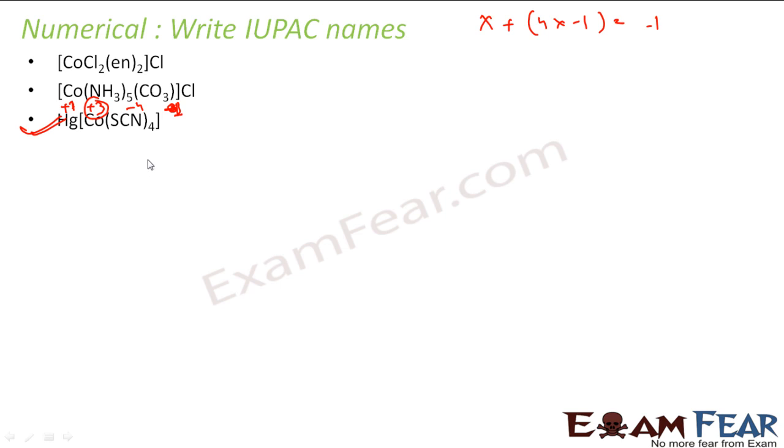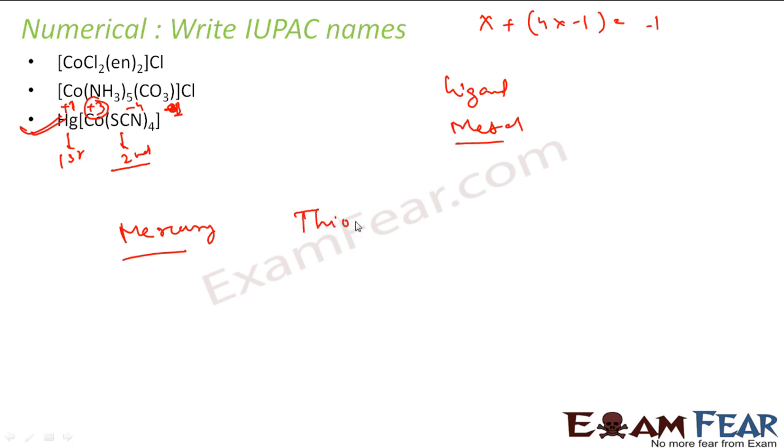Okay, so let's solve this. This is my cation, this is first, and this is anion, this is second. So Hg is what? Mercury. So write this word mercury. Done. Now this anion has a complex. So first we'll write ligands, and then we'll write metal. The ligand is SCN. SCN is what? Thiocyanato. And how many? 4, tetra. I'm done with the ligands. And cobalt.